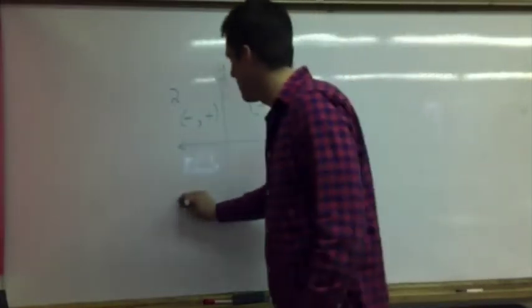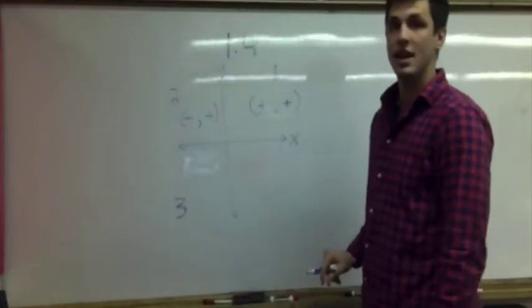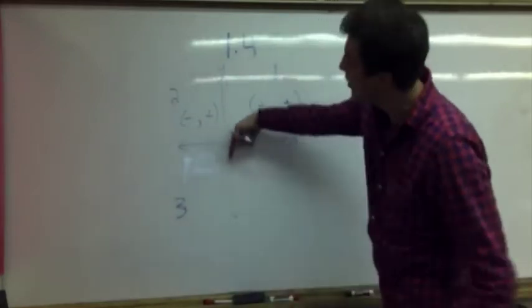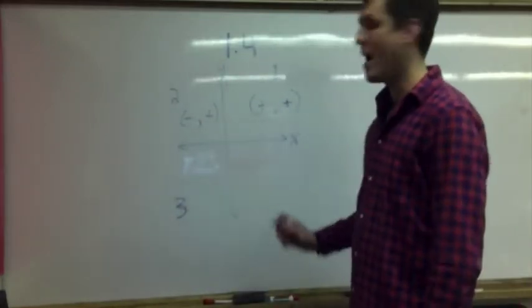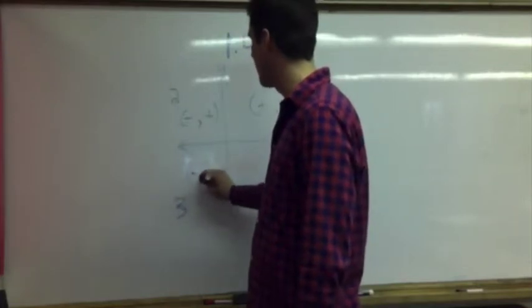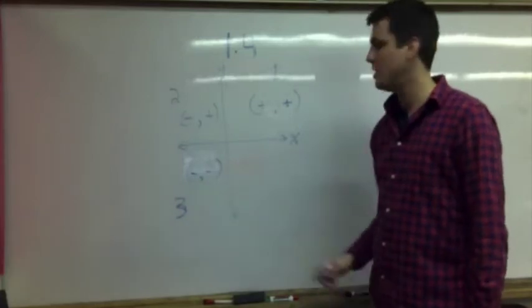Quadrant number 3, which is down here, says that we're going negative on the x. And now we're going negative, we're going to go down the y-axis. So both of your coordinates are going to be negatives. So we have negative, comma, negative. So both numbers would be negative.